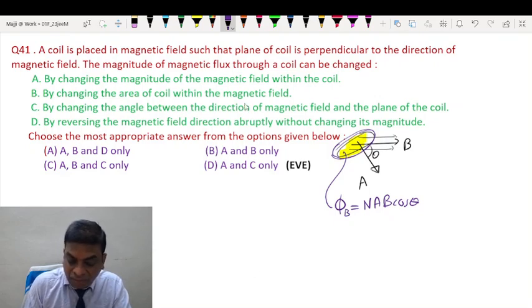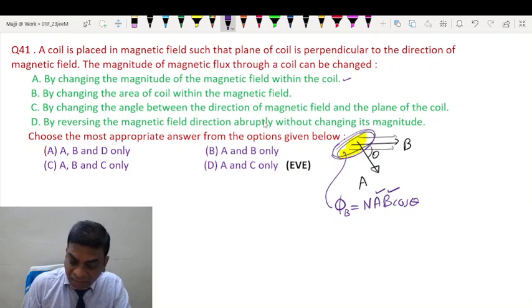So we can change the magnitude of flux by changing the magnitude of magnetic field. Of course, if we change the magnetic field, flux will change. So this is true. By changing the area of the coil within the magnetic field, yes, this is also true.